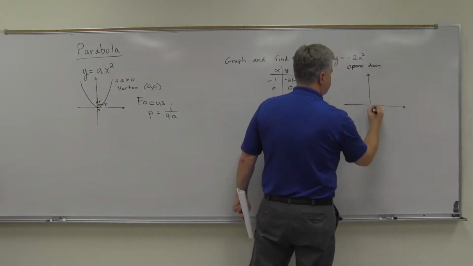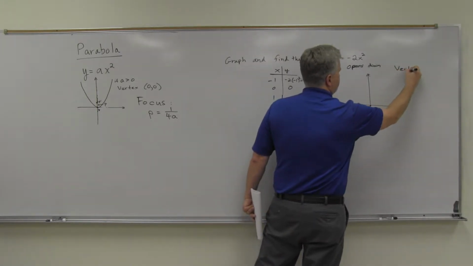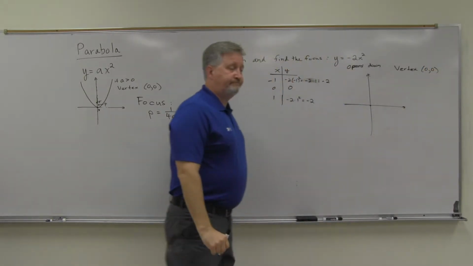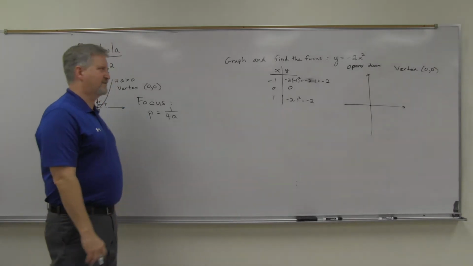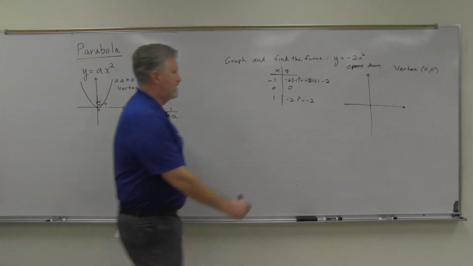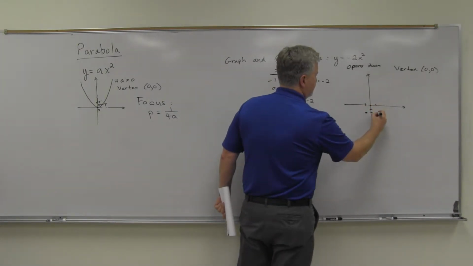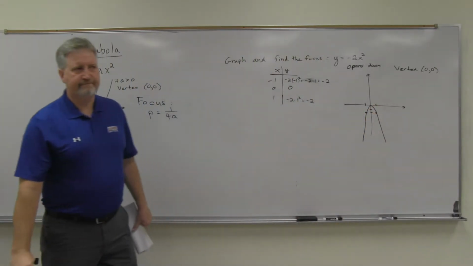But we know it's a 0, 0 vertex. They will probably ask you for that as well. I didn't mention it here, but they probably ask you for the vertex. It's not shifted, so it's still 0, 0. And then with the other 2 points, negative 1, negative 2 and positive 1, negative 2, yeah, we know it's a parabola, vertex 0, 0. Pretty good idea what that looks like.